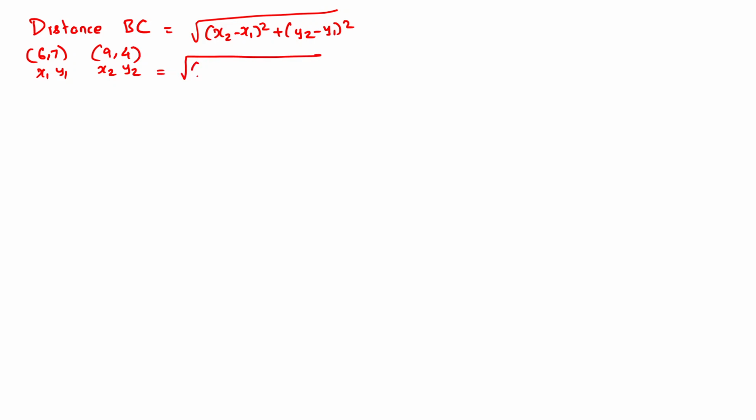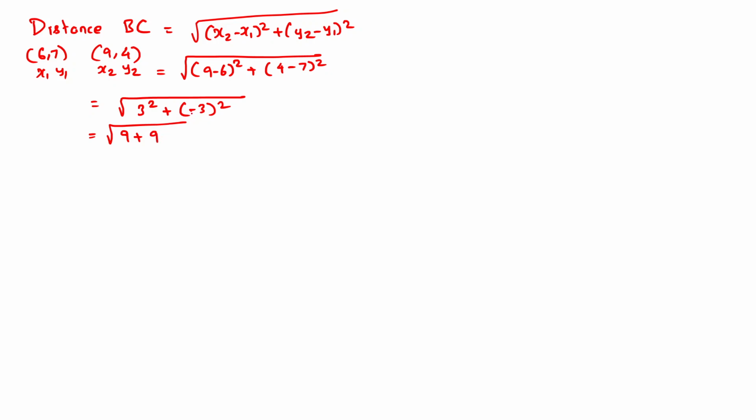So this is nothing but (9 minus 6) whole square plus (4 minus 7) whole square. So we are getting the values. 9 minus 6 is again 3 square plus 4 minus 7 is minus 3 whole square. We need to subtract the numbers and put the sign of the bigger number. Now 3 square is 9, and minus 3 whole square is minus 3 into minus 3, which is plus 9.